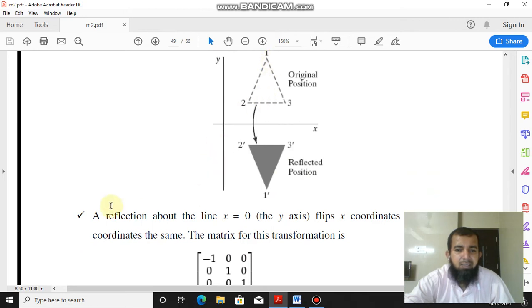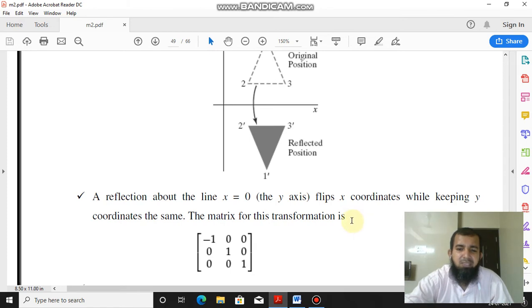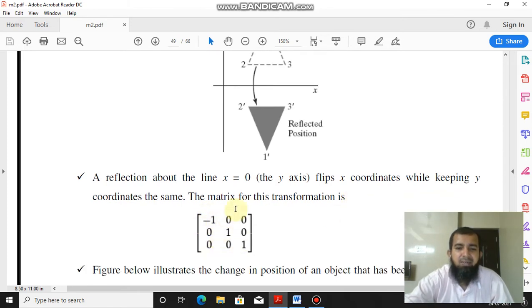A reflection about the y-axis means x is equal to 0. Reflection about the y-axis flips x coordinates while keeping the y coordinate the same. The matrix of this form is this. This is the matrix for this transformation. Here it is -1, then 0, 0, 1, 0, and 0, 0, 1.